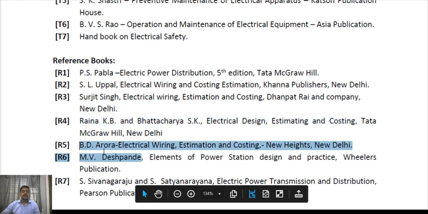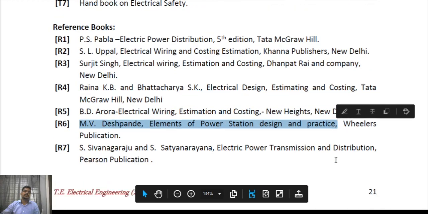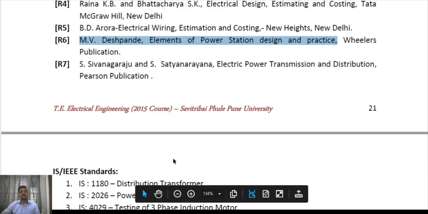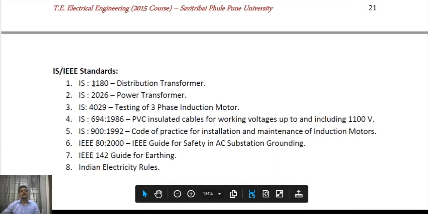The next book is B. D. Arora, Electrical Wiring, Estimation and Costing, by New Heights, New Delhi. M. V. Deshpande, Elements of Power Station Design and Practice, by Wheeler Publication. And the last book is S. Sivanagaraju and S. Satyanarayana, Electric Power Transmission and Distribution, Pearson Publication. And these IS and IEEE standards we are going to follow for the particular subject or for particular equipment.